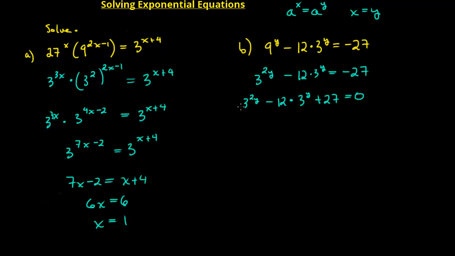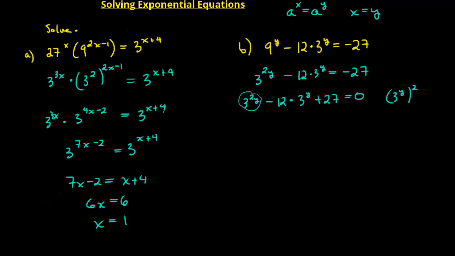Something to note is that, first off, it's a trinomial. It's got 1, 2, 3 terms, and if you think about it, this term here, 3 to the power of 2y, is the same thing as 3 to the power of y, squared. So here I've got 3 to the y squared minus 12 times 3 to the y plus 27 is equal to 0. What does this look like? It kind of looks like a quadratic equation. So we can try to make a substitution here.